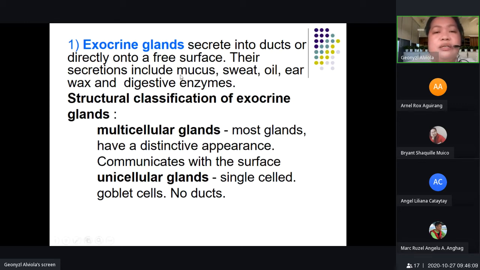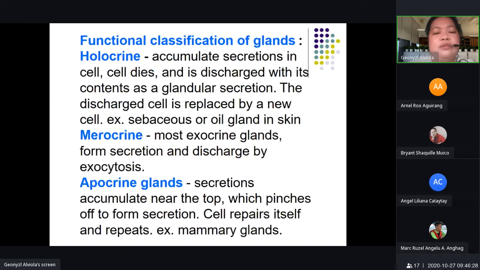Examples are mucus, sweat, oil glands, earwax, and digestive enzymes. Structural classification of exocrine glands could either be multicellular or unicellular. An example of unicellular glands is the goblet cells. We also have the functional types: holocrine, merocrine, and apocrine.